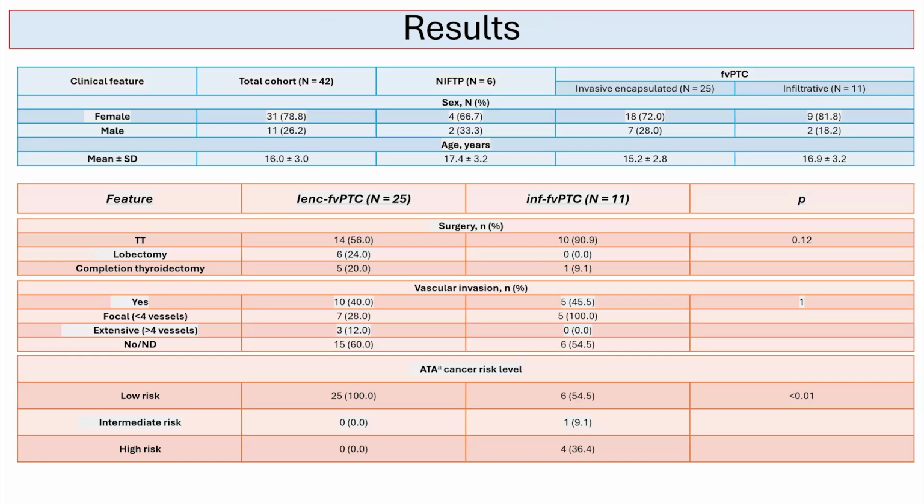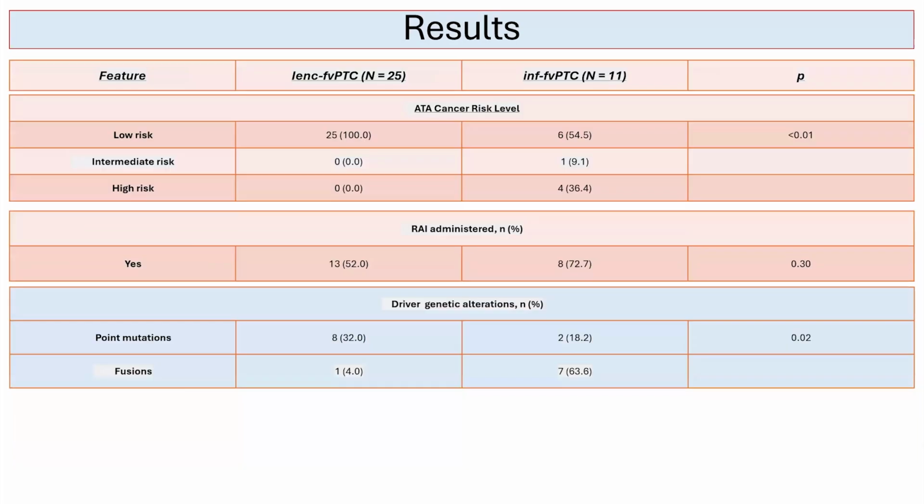And then ATA risk level, so naturally the encapsulated tumors, most of them are going to fall in the ATA low risk. And the ATA risk level for the infiltrative component is going to be from low to high risk tumors. So this was really important because this matches what we see on microscopy with the clinical presentation and risk label. When you look at how they were treated, again, this is a retrospective study.